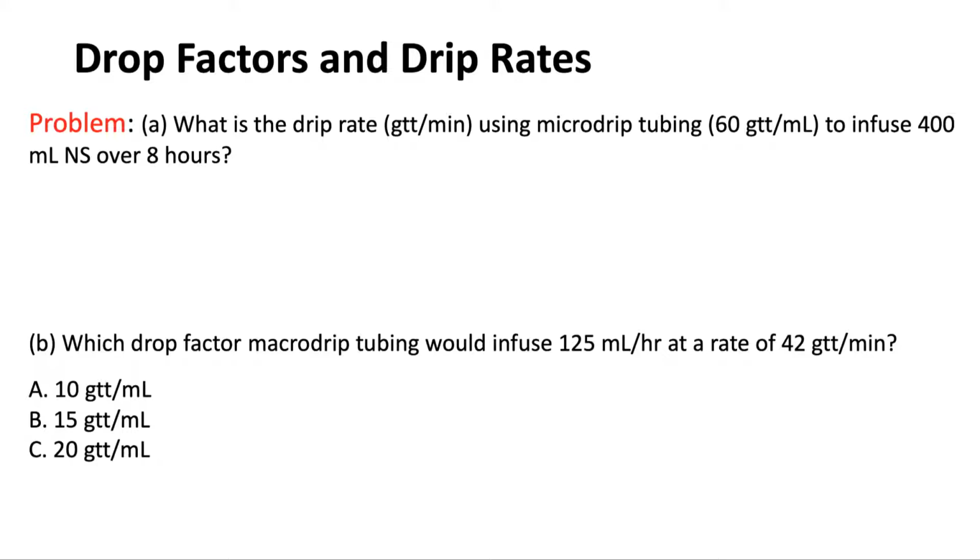It says, what is the drip rate in drops per minute using a micro drip tubing set that has 60 drops per milliliter to infuse 400 milliliters of normal saline over 8 hours? So we want to infuse this bag that has 400 milliliters of normal saline. We want that bag to go into this patient and take 8 hours to do so. So what drip rate would we tell the nurse to give it in drops per minute?